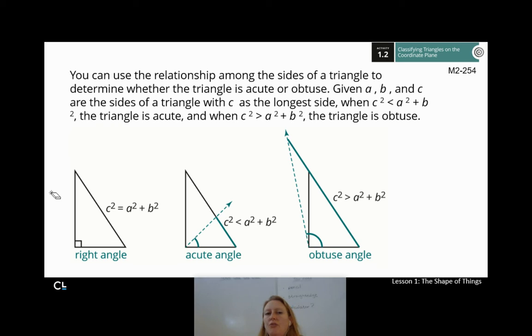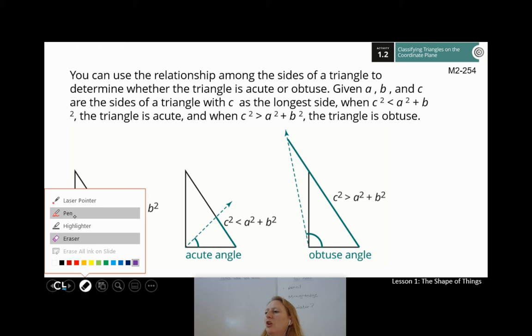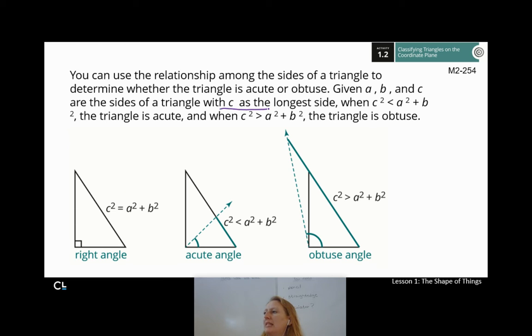Let's say you don't know if it's a right triangle. What you're going to do is pick the longest side and make that C, and then your other 2 sides will be your A and your B. And here's what happens. If C squared exactly equals A squared plus B squared, it's a right triangle. You have a right angle.